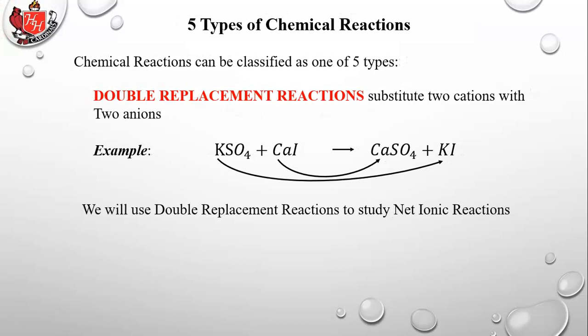Double replacement reactions substitute 2 cations with 2 anions. What they really do is they switch the cations. So if you just look at what's going on here, the potassium K initially is with SO4 sulfate, and it switches places. It moves over and it joins up with iodine. The calcium, which is originally with iodine, switches and moves over to join the sulfate. So the K and the Ca switch places, and that's called a double replacement reaction. And we will use double replacement reactions to study something called net ionic reactions in a few weeks.